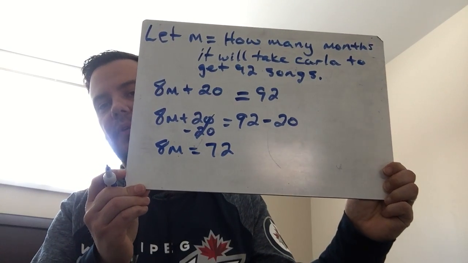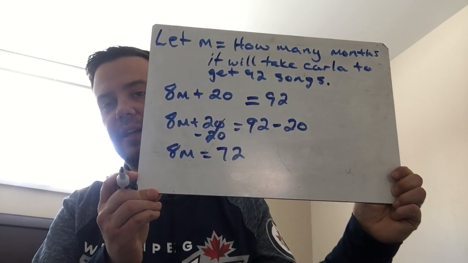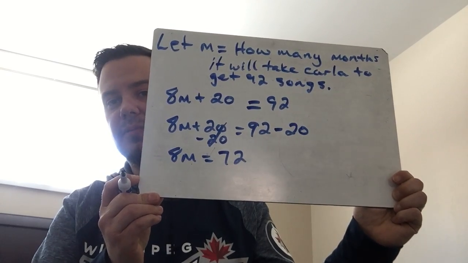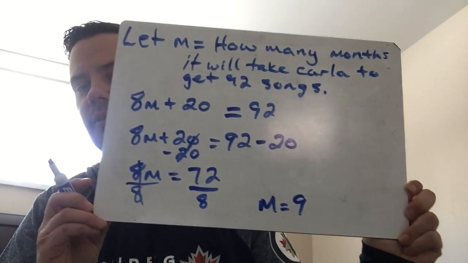You're down to a one-step equation now. Get rid of the 8 by dividing, because a letter right next to a number means multiplication. The opposite of multiplication is divide. So we divide by 8 to get rid of that 8. Cancels out. We do the same to the other side. 72 divided by 8 equals 9. M equals 9.